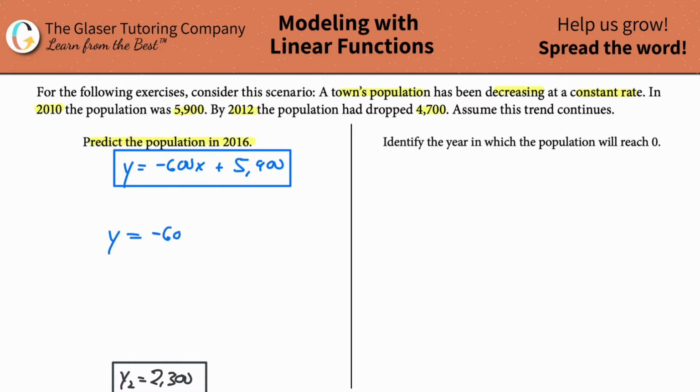So I could have done this. Y is equal to negative 600 multiplied by 6 plus 5,900. Y is equal to, what does this work out to be? Negative 3,600 plus 5,900. And wait a minute, isn't this the same exact thing we just did? 2,300. Yes, it is. So it does not matter which way you do it.